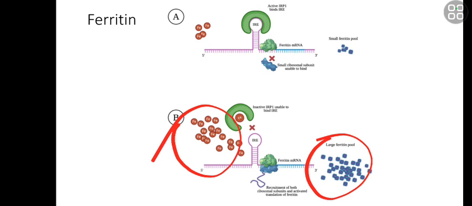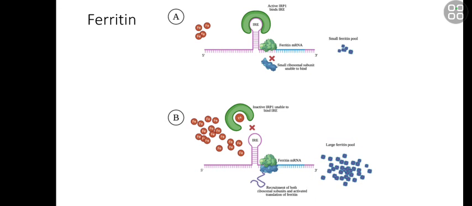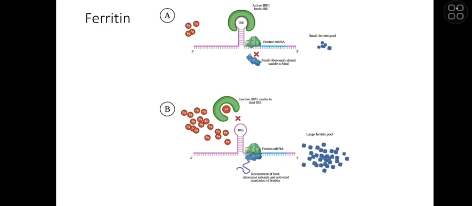So it comes to a conclusion that these are the three levels of gene regulation in eukaryotes: transcription level control, then processing level control, and translational level control.